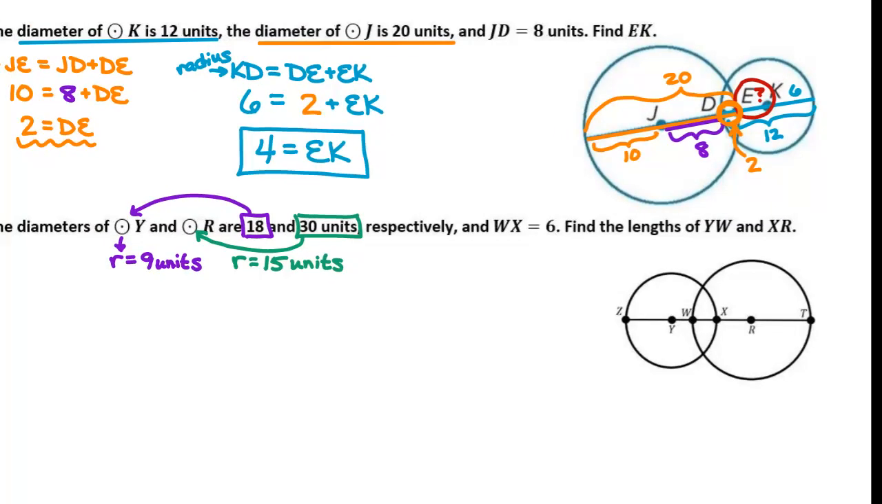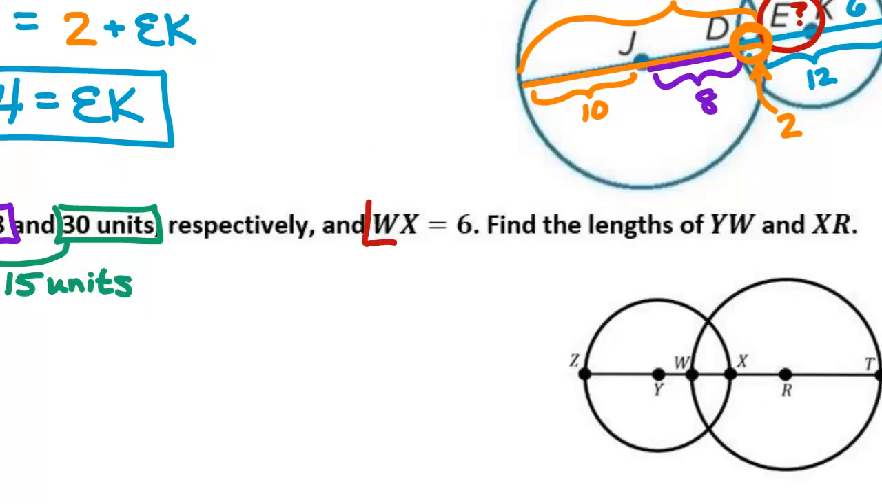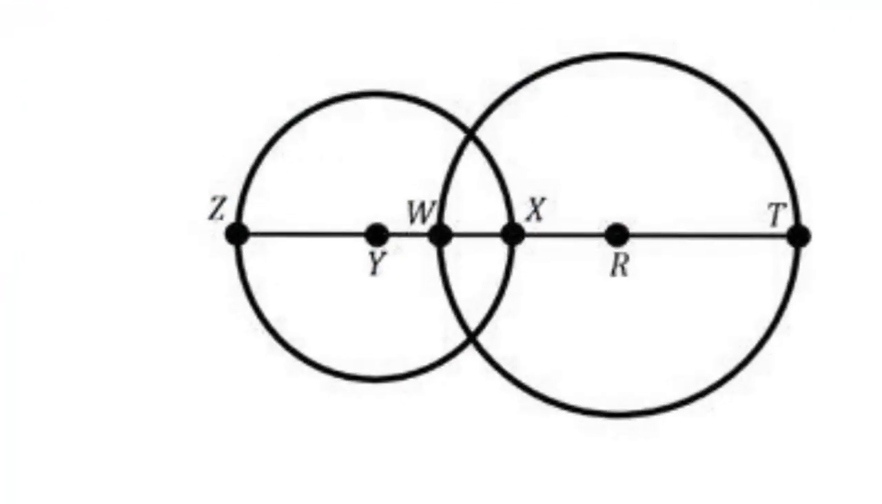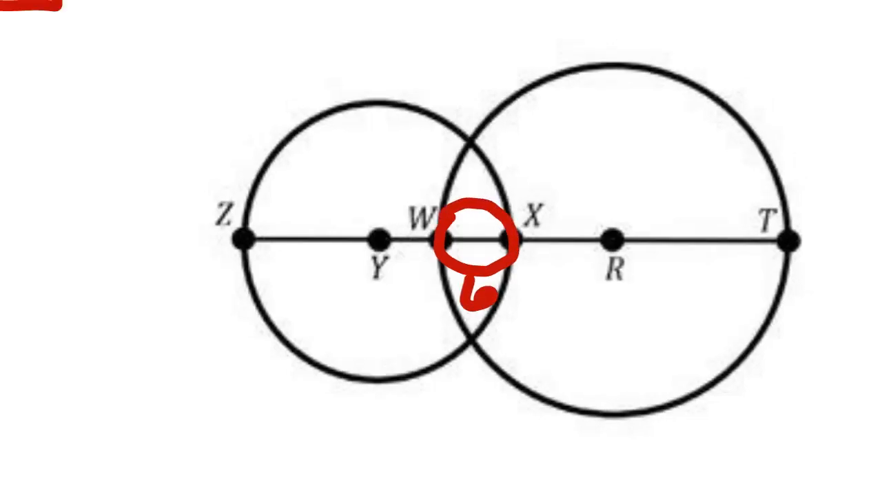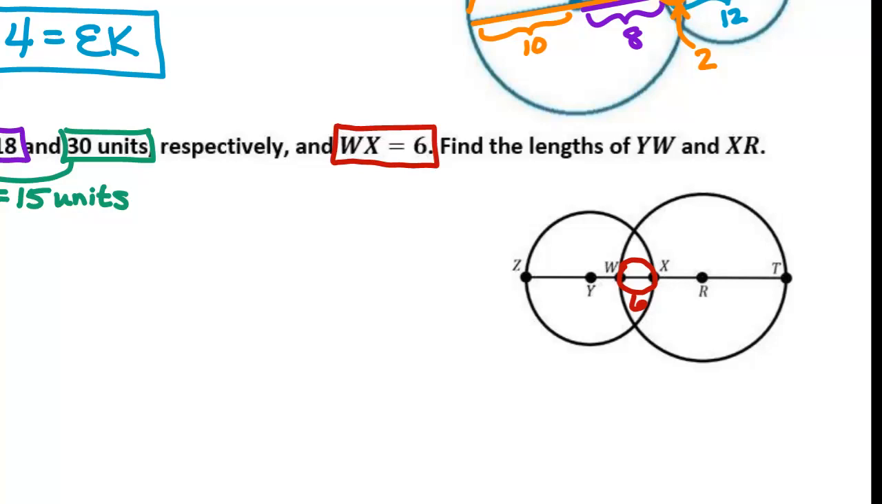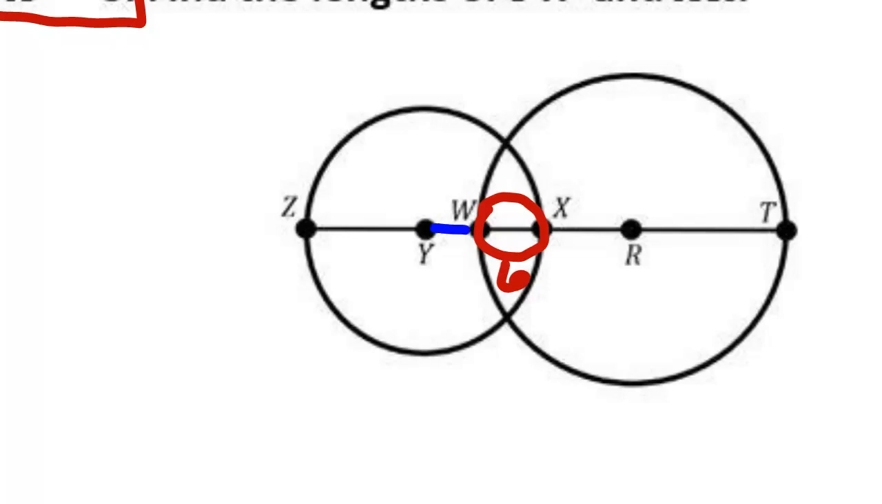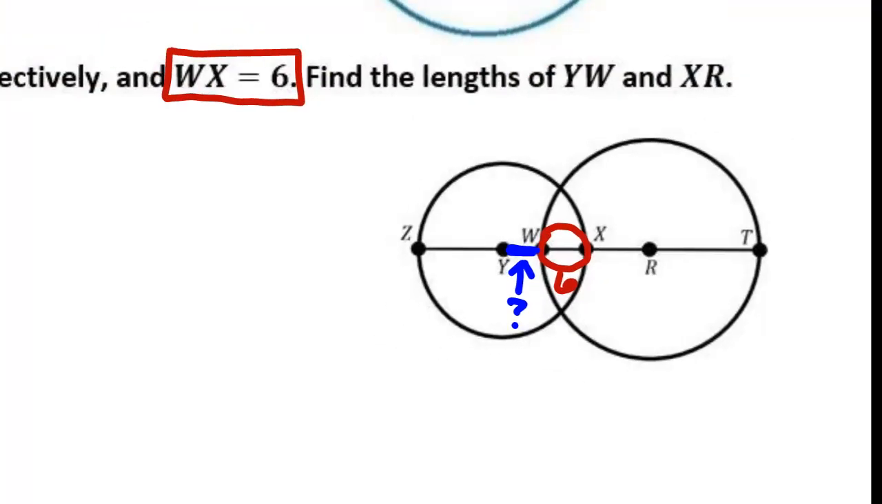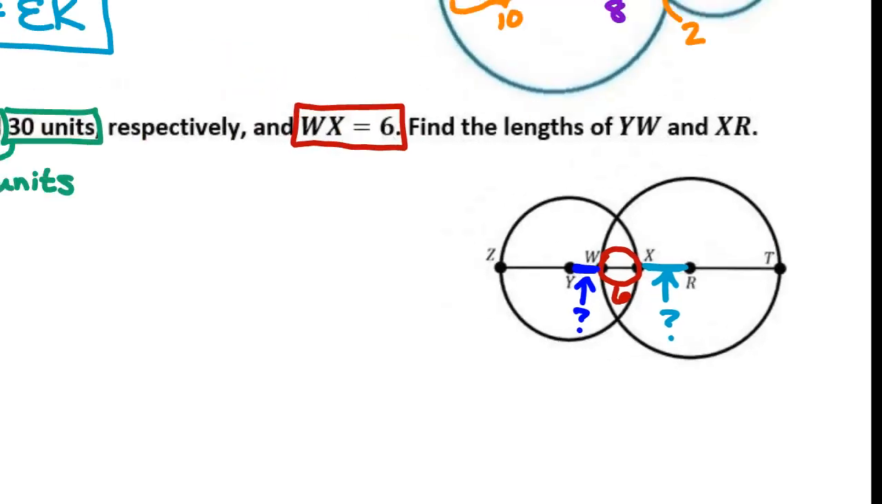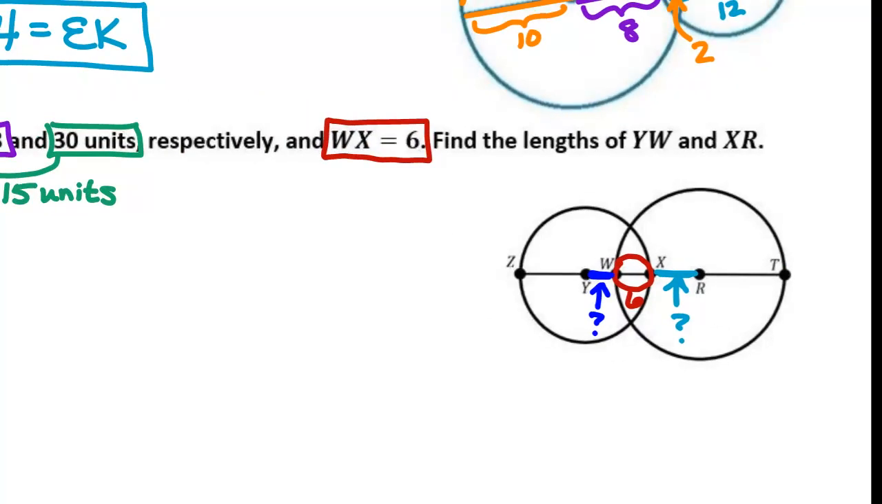And then they also tell me what? WX is 6. So WX, this segment right in here is 6. That's the overlapping piece between these two circles. They want me to find YW, which is this space right here. And they want me to find XR, this space right here. Which one do you guys want to find first? YW sounds good.